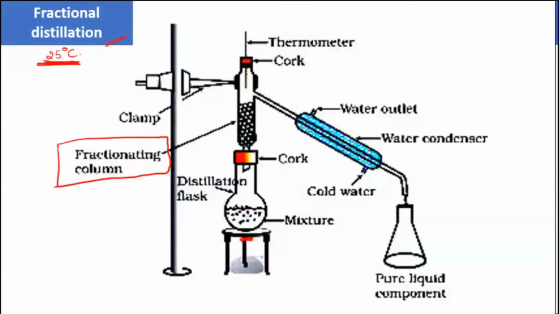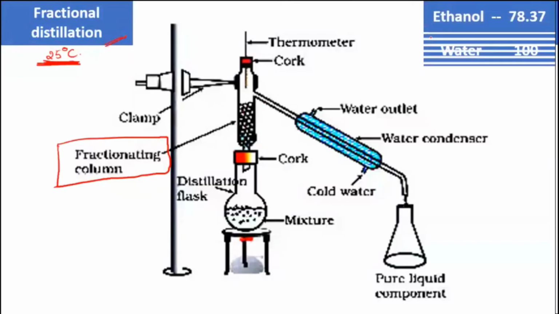Now, let us understand fractional distillation. If you take two liquids, I've taken ethanol here, and the boiling point I've written on this side. You can see the boiling point of ethanol is around 78.37 degrees Celsius, and the boiling point of water is 100 degrees Celsius.